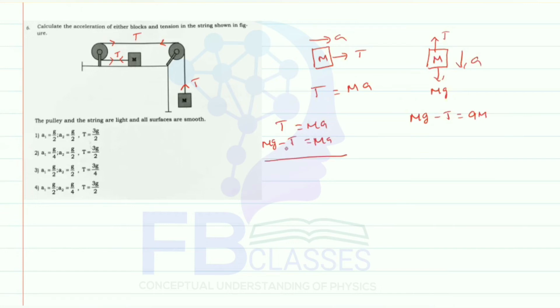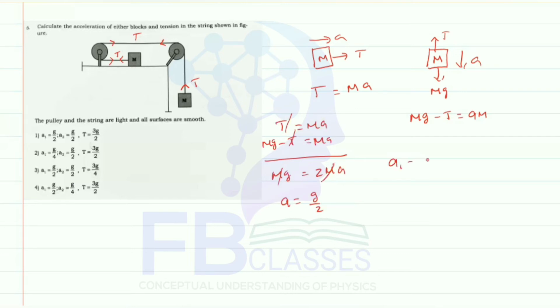Okay, so simply I am going to add it. So then T will get cancelled. Yes or no? So when I add, T will get cancelled. So mg is equal to 2ma, so simply the equation will come as a is equal to g by 2.